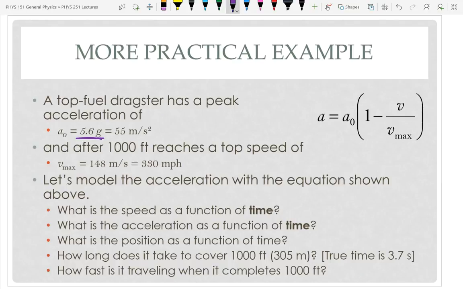So after 1,000 feet, they only go 1,000 feet because you get going really fast even at 1,000 feet. And so to keep things at least somewhat safe, they limit the distance they do the drag races so you don't have people going at extreme speeds.